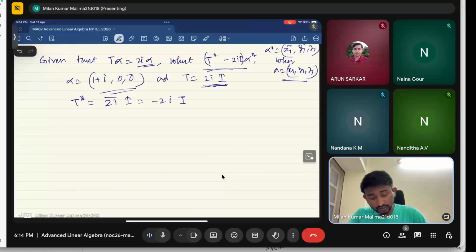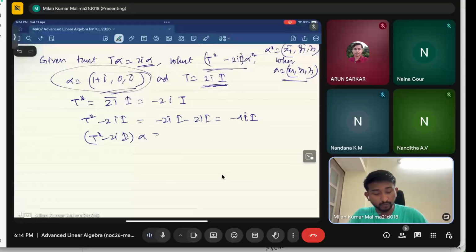Now T star minus 2i times identity. What is this? Minus 2i times identity gives minus 4i times identity. So it is very clear that this operator applied to this alpha vector is not going to be 0.